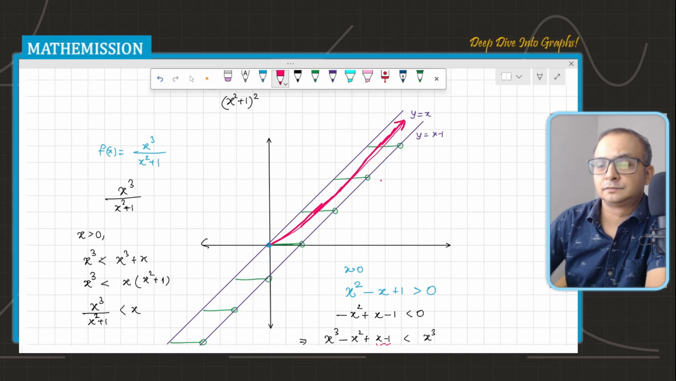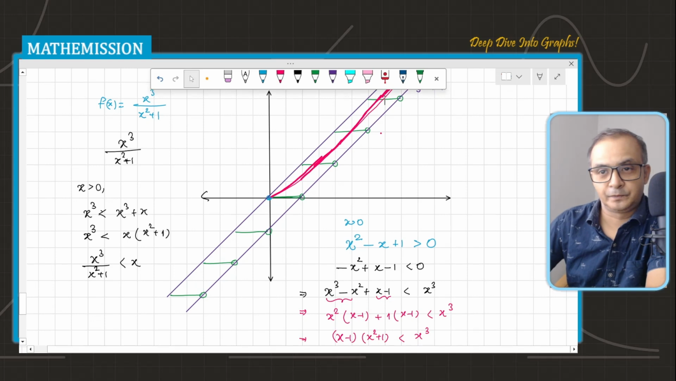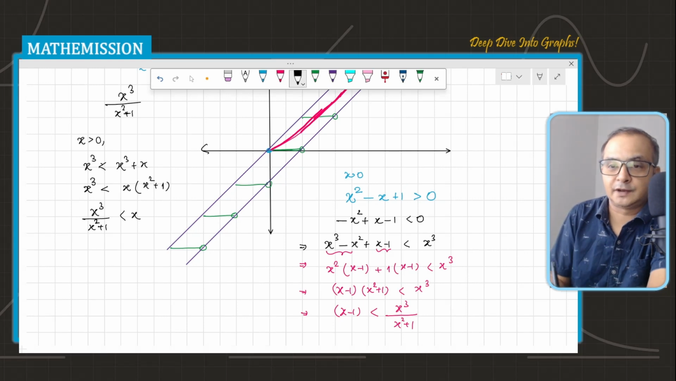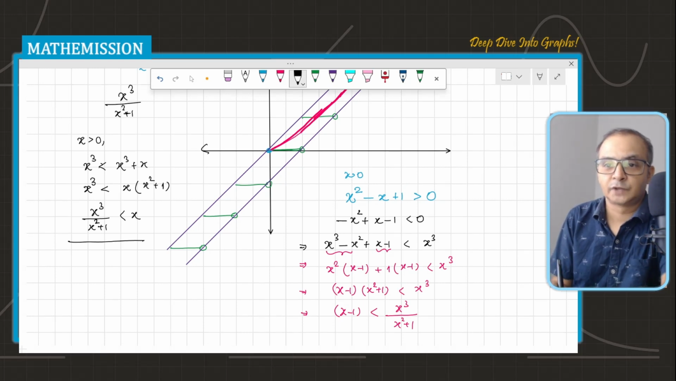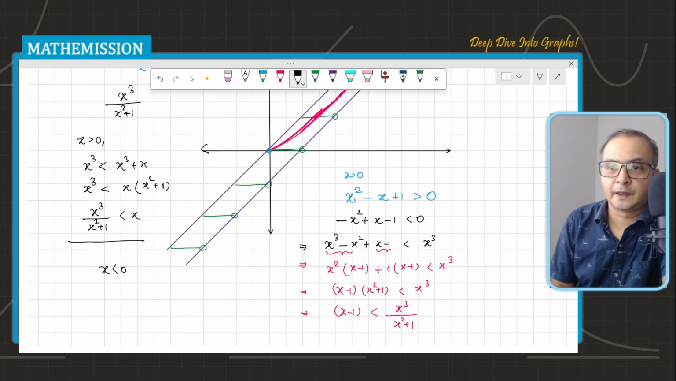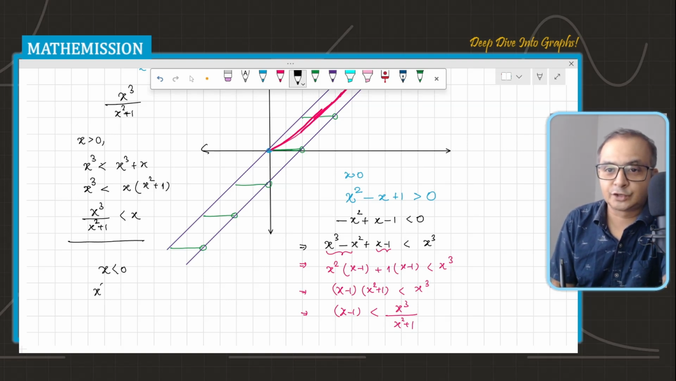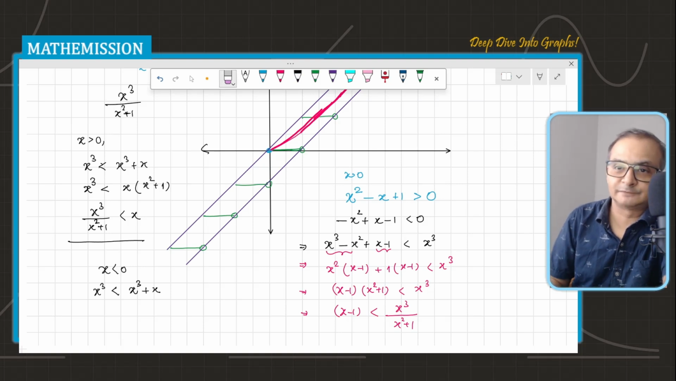But what about for x less than 0? For x less than 0, what we can see? We have already done one inequality here. Let's try to reverse that inequality. So when I have x lesser than 0, I can do the same thing. Because when x is less than 0, x cubed will be greater than x cubed plus x. How do I know that?